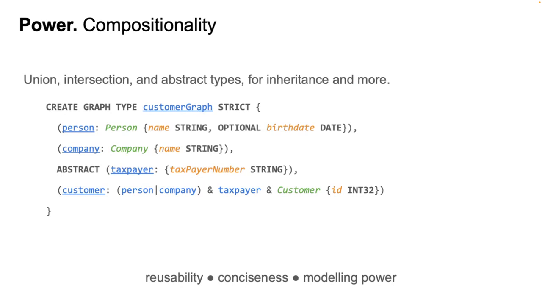So essentially what happens is that the identifiers, like person, company, and taxpayer, are replaced with the types that they represent, and then you compute the unions and intersections as specified. And that's the semantics of the type that is being specified here.